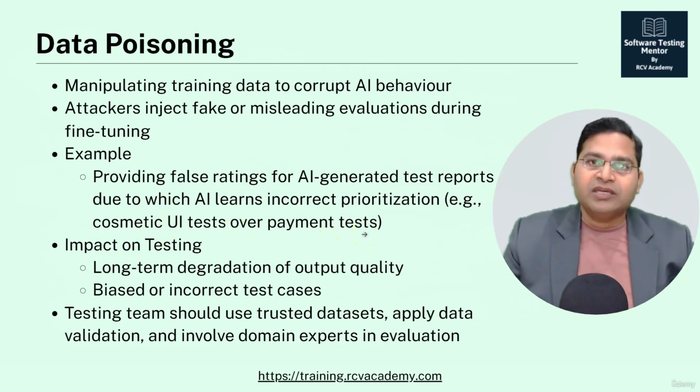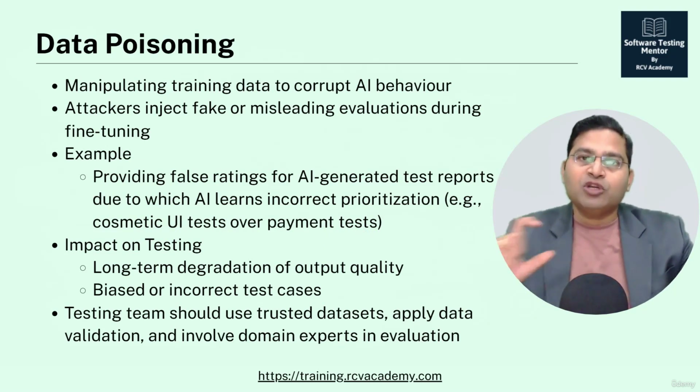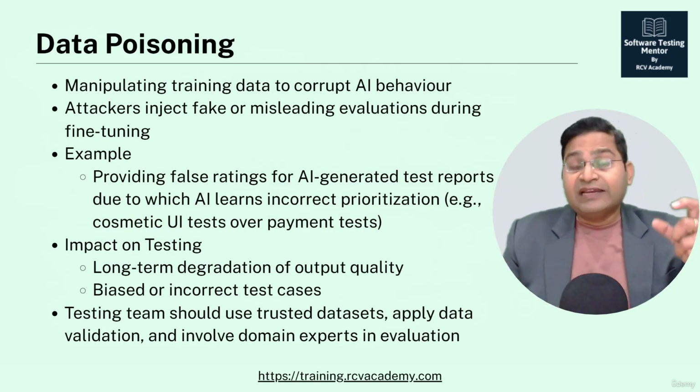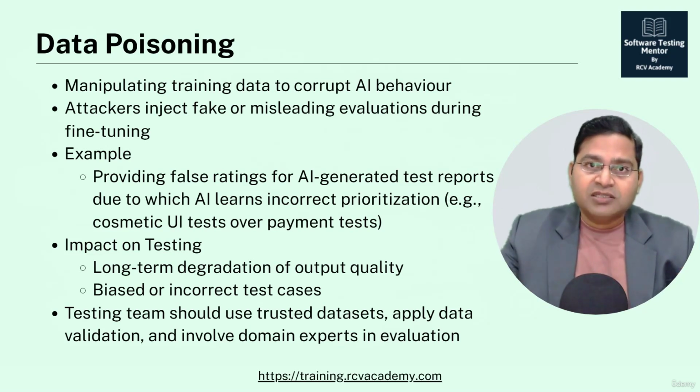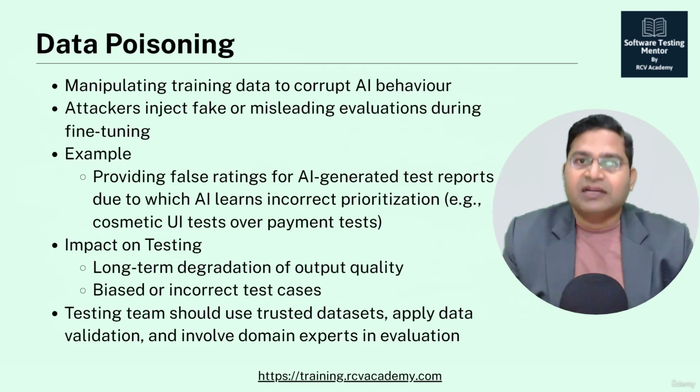When in the model you say no, cosmetic UI test cases are more important as compared to the payment test, and your model has learned that, and you are using the same model in your organization to do the prioritization of the test cases, obviously the model will provide you the wrong information, because the model is being trained that way that it thinks the wrong information is the correct information.